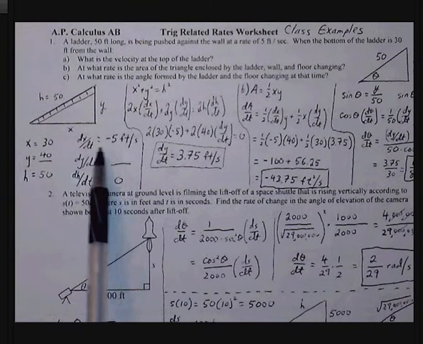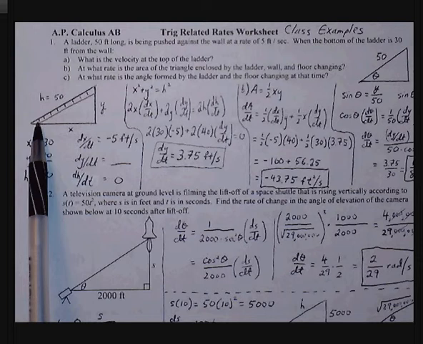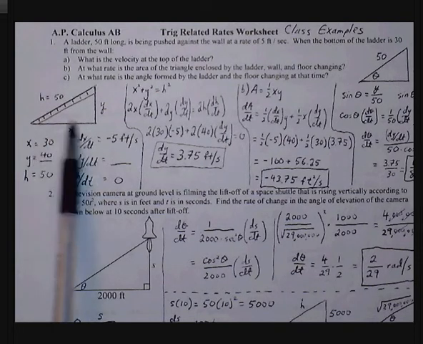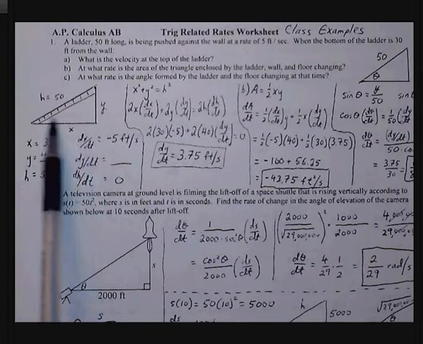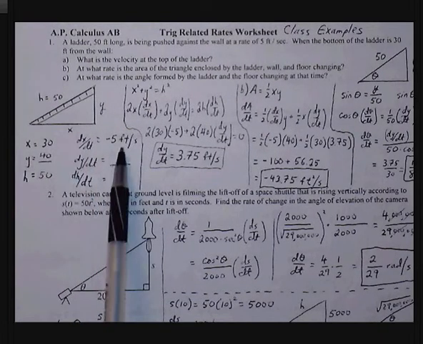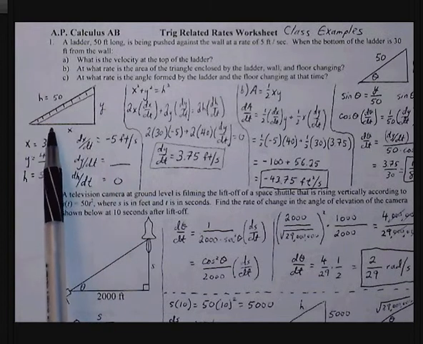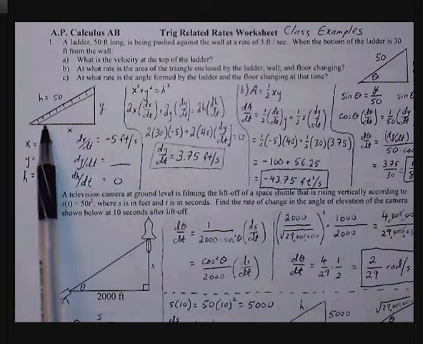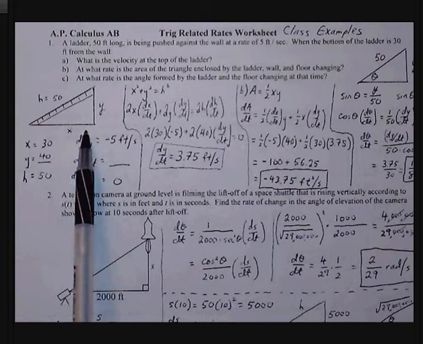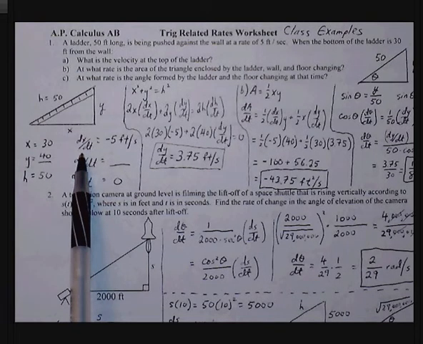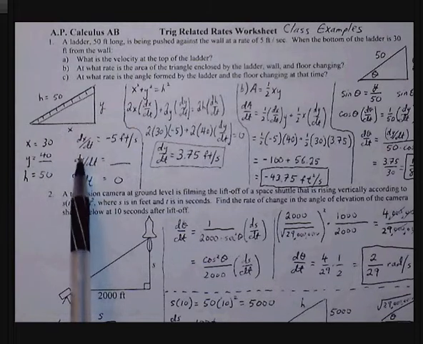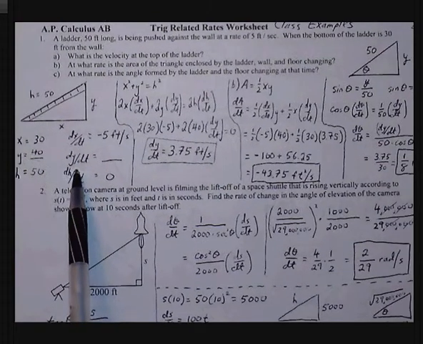And we know dx dt is negative 5 feet per second because the ladder is again being pushed against the wall, meaning that this distance will be getting smaller over time, so we're going to require a negative value. Negative is not dependent on the direction; it's dependent on whether that value is decreasing in length or whether it's increasing in length. In this case, it's decreasing in length, so negative. And we're trying to solve for dy dt.